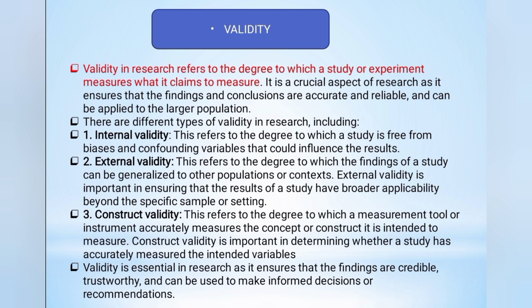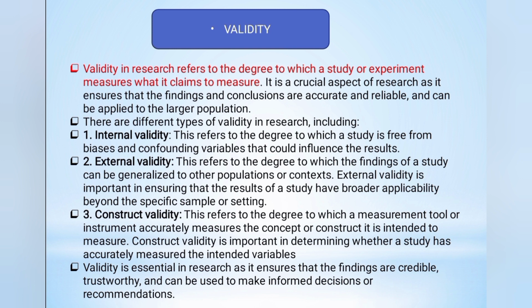There are different types of validity in research, including 1. Internal validity. This refers to the degree to which a study is free from biases and confounding variables that could influence the results. 2. External validity. This refers to the degree to which the findings of a study can be generalized to other populations or contexts. External validity is important in ensuring that the results of a study have broader applicability beyond the specific sample or setting.